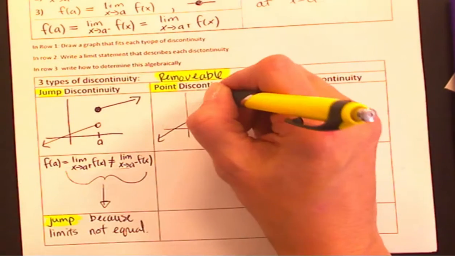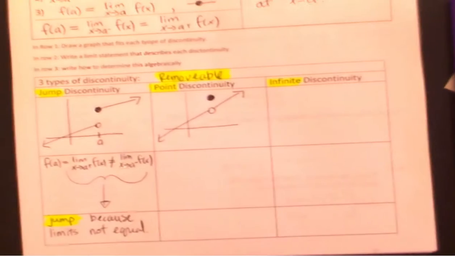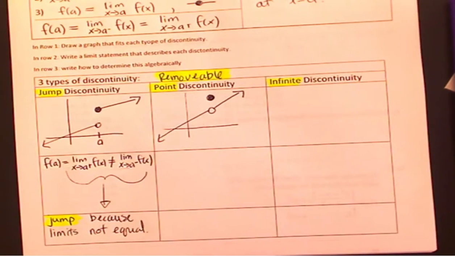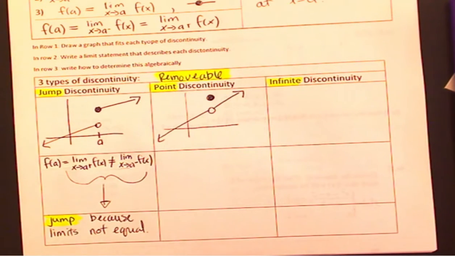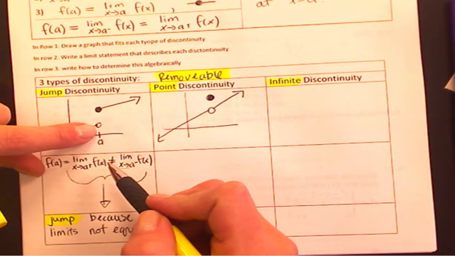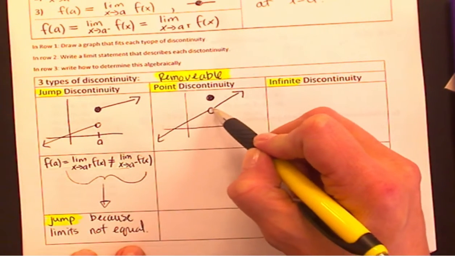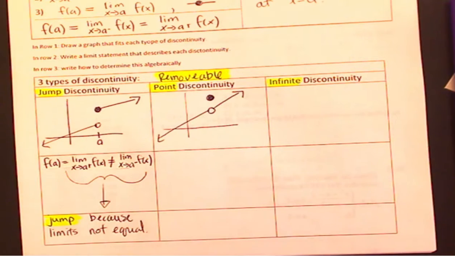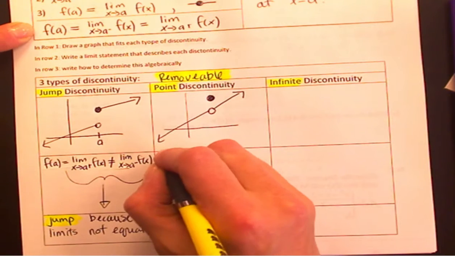Okay, now I'm going to put a point up here. It's still a point discontinuity. Why? Because the graph is missing a point. Here, I'm skipping a whole set of y values. Here, I'm just skipping over 1 point. Okay, so let's write down the limit statements, right? Parts 1, 2, 3, and what do we get?